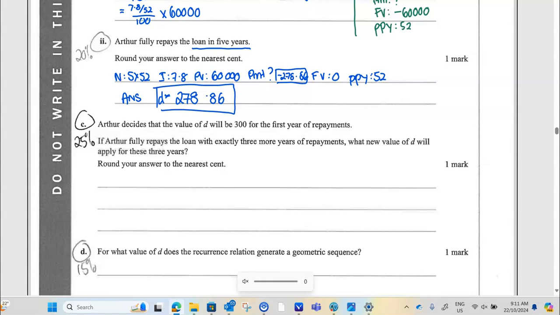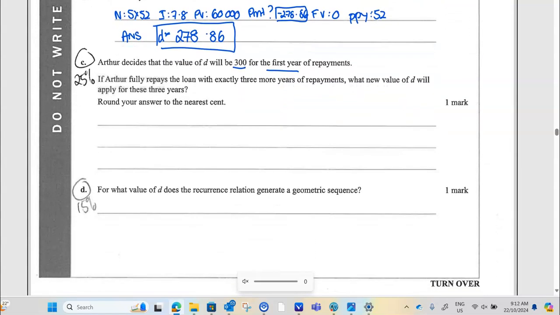Okay, now it says Arthur decides that the value of D will be 300. So they're just making it be 300. So if Arthur fully repays the loan with exactly three more years of repayments, what new value of D will apply for these 3 years? So, sorry, he said it's 300 for the first year, and then for another 3 years, he's going to just pay a new payment, which will see it off. So we want to know what that new payment in the last part is.